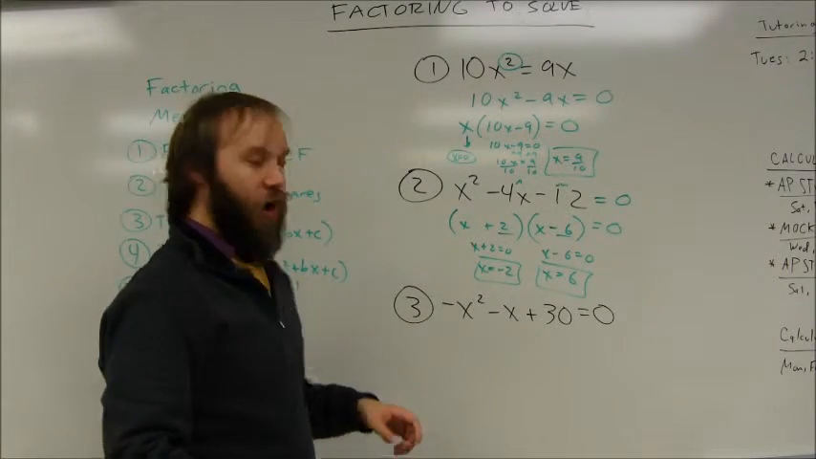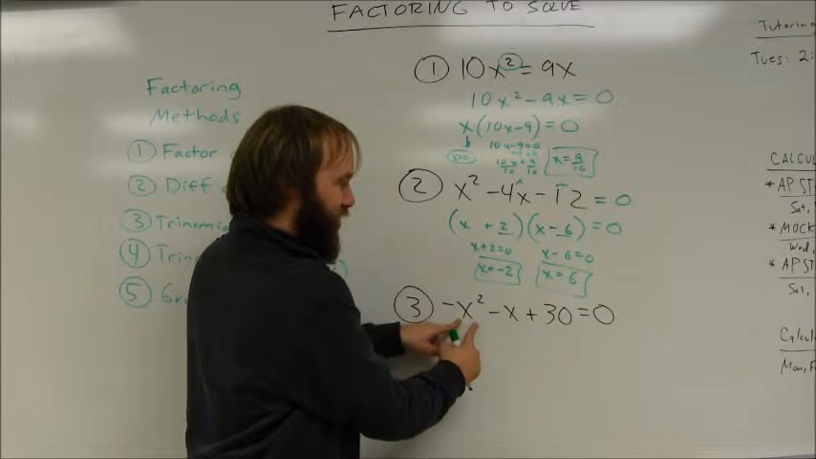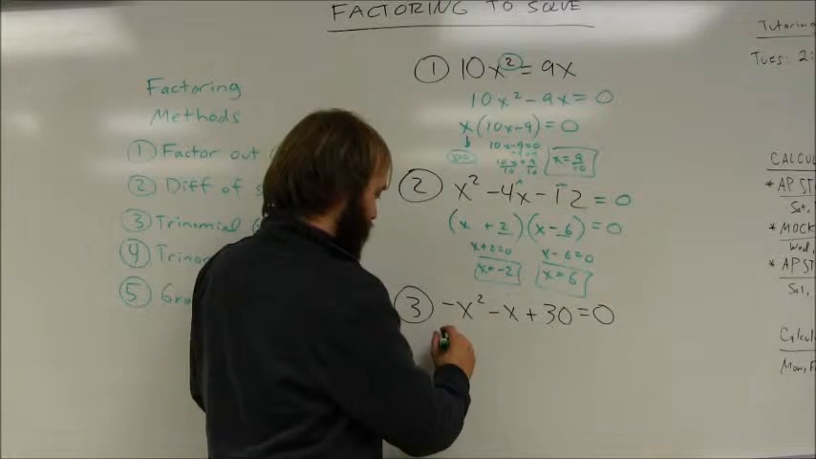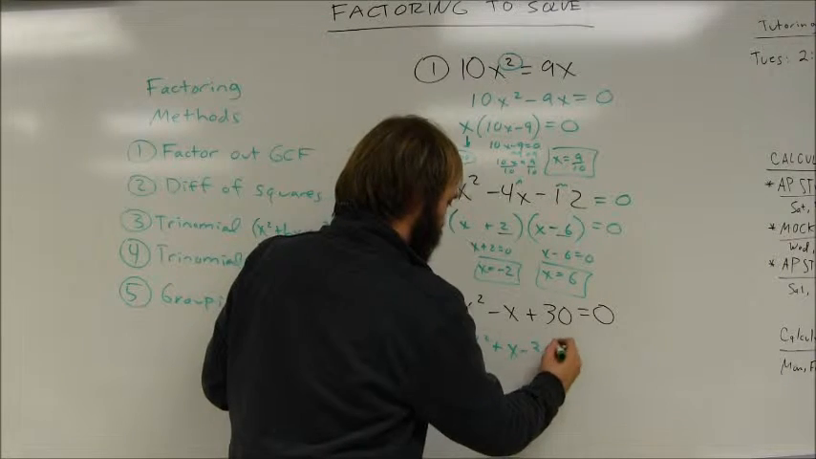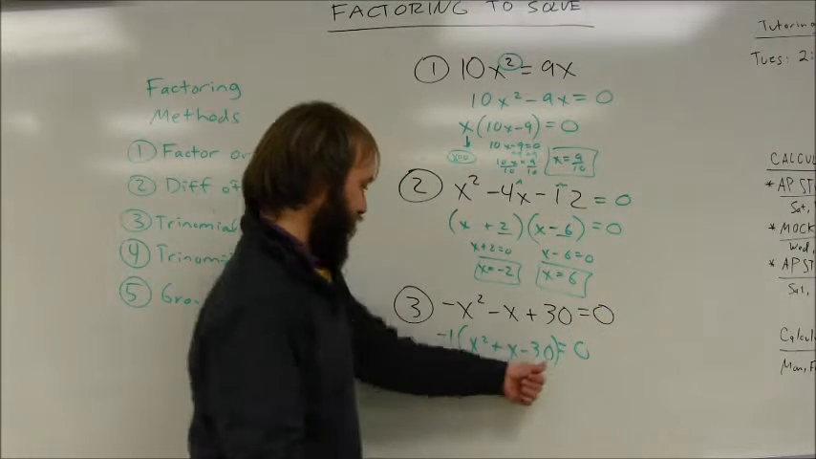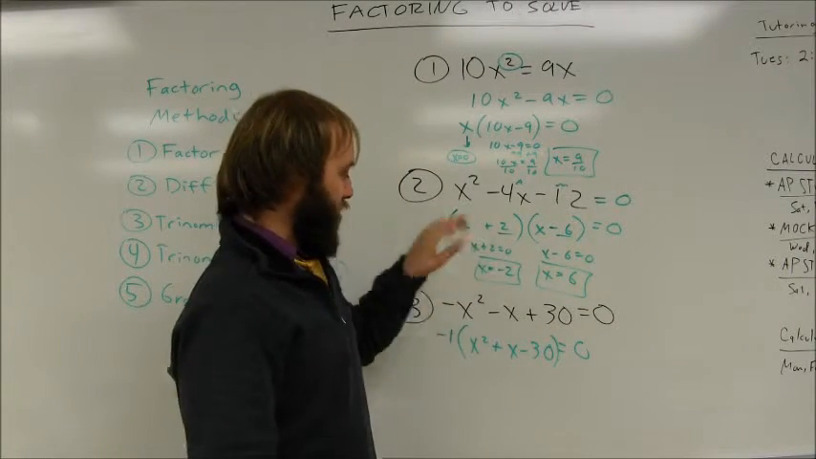Third example. Always check greatest common factor. There is a greatest common factor. You're going to make your life a lot easier if you divide out that negative 1. So I'm going to have x squared plus x minus 30 equals 0. Notice, trinomial, leading coefficient of 1. I can do my FOIL pattern from above.